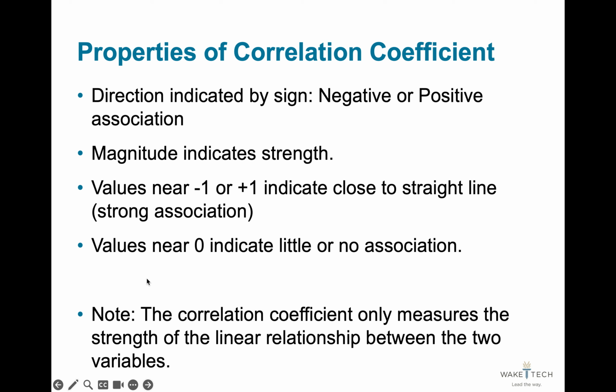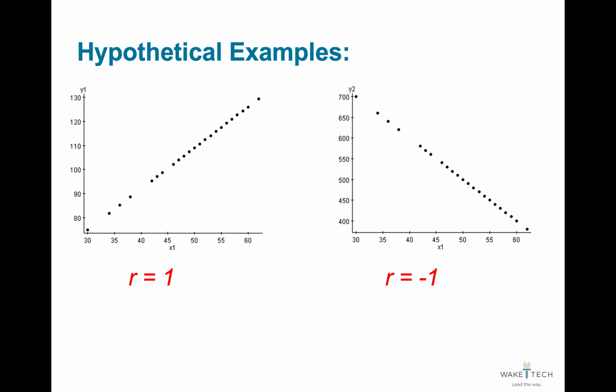We do want to be careful and make sure that we understand that this correlation coefficient only measures the strength of the linear relationship between the two variables. It does not account for if there may be some nonlinear relationship between the two variables. So here are a few hypothetical examples to give you a visual representation of what that correlation coefficient might be.